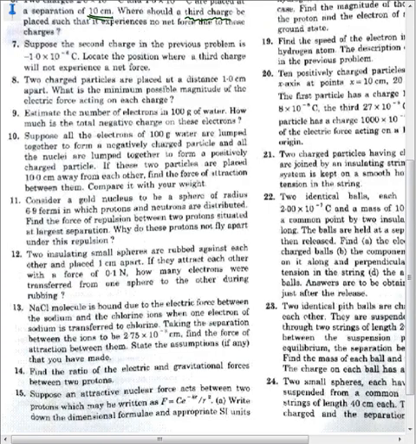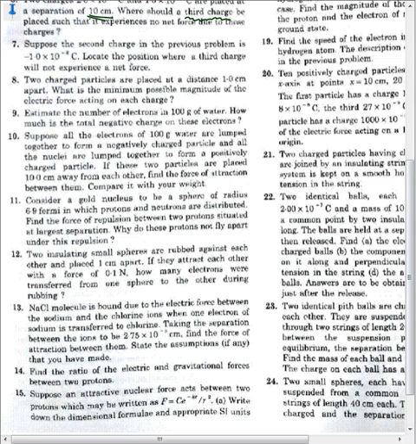Now, as far as the eighth one is concerned, two charged particles are placed at a distance of 1 centimeter apart. What is the minimum possible magnitude of the electric force acting on each charge? Now, the minimum force is related to the minimum charge, because the distance over there is fixed, that is 1 centimeter. So that need not be changed.